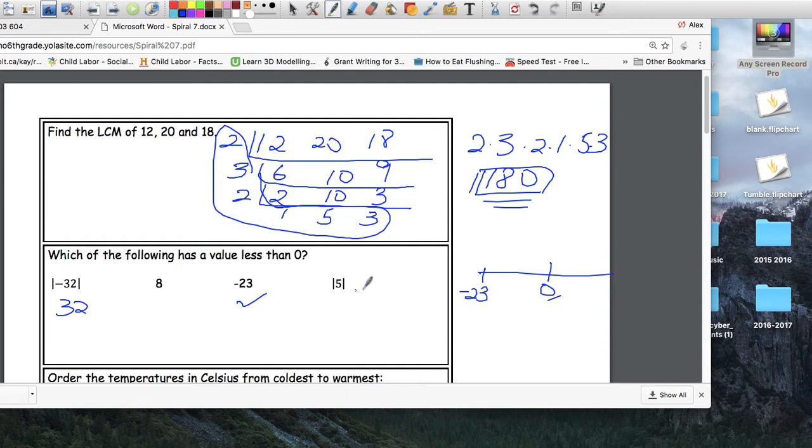And absolute value of 5, 5 would be over here. How far is 5 from 0? It's 5 spaces. Okay. So the only one that really matched was negative 23. It's the only one that's smaller than 0.